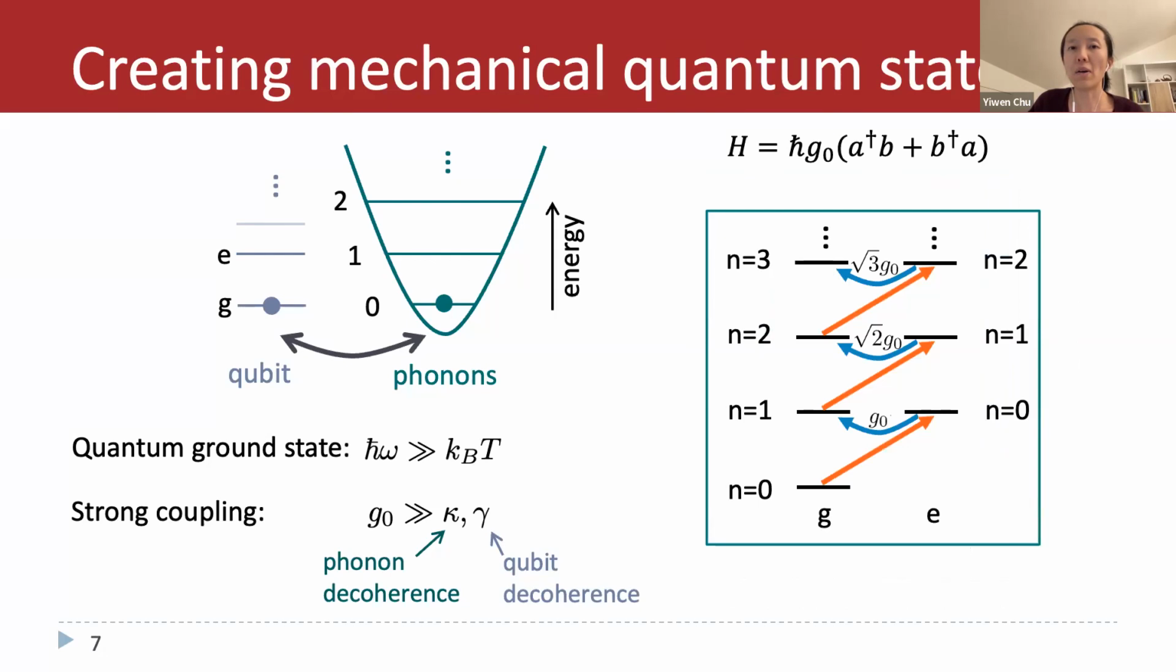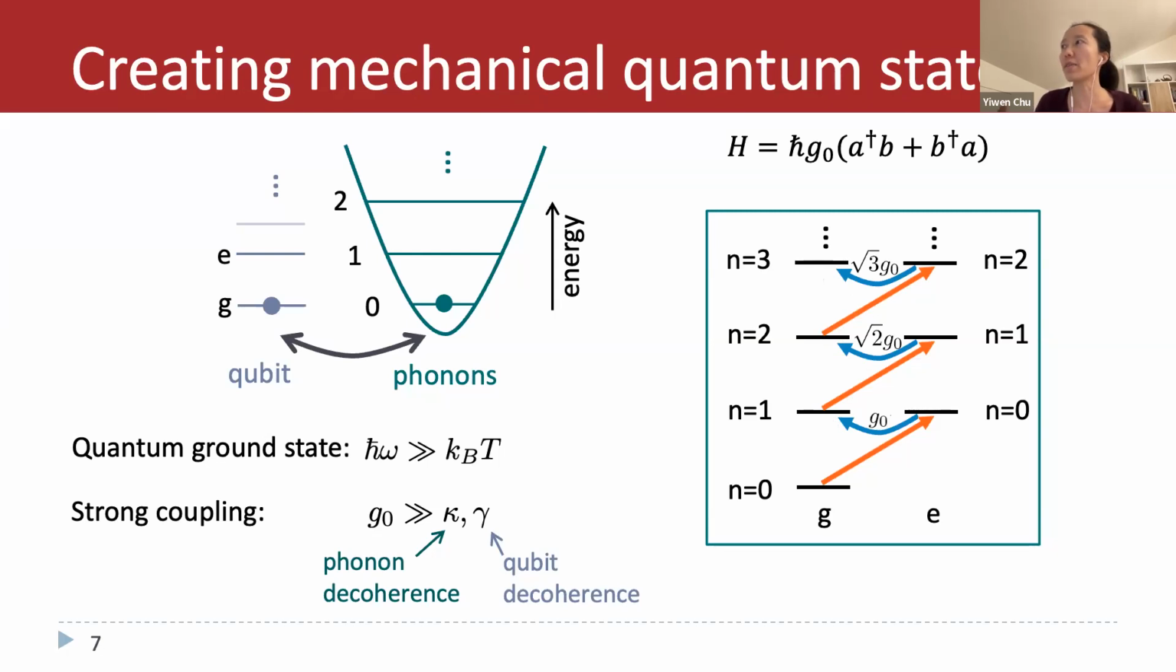Now we don't have to stop there. What I've shown you is how, if we excite the qubit and let it swap over to the phonons, that creates a state where there's one phonon in our system. But we can continue this process: excite the qubit, let the energy swap over, excite the qubit again, let the energy swap over, and that would be a state of 2 phonons in our mechanical resonator. We can continue so on and so forth and climb up this ladder of number states in our mechanical resonator.